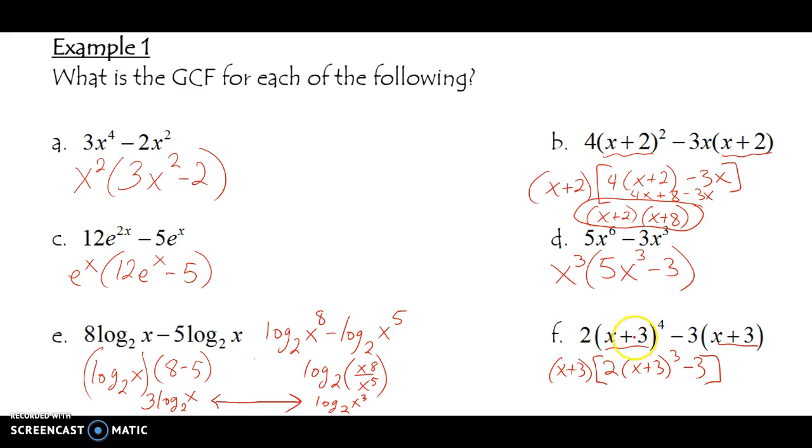Letter F, we have a common factor of x plus 3, and what's left here is the 2x plus 3, that quantity to the third power, minus 3, and we don't have to simplify this.